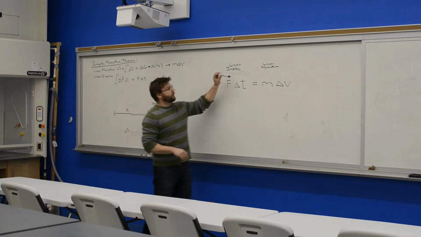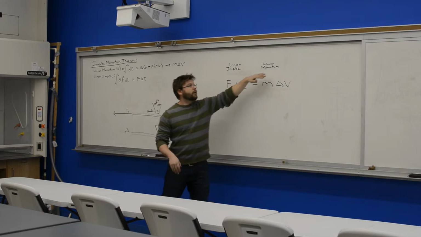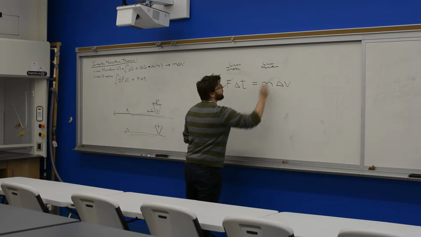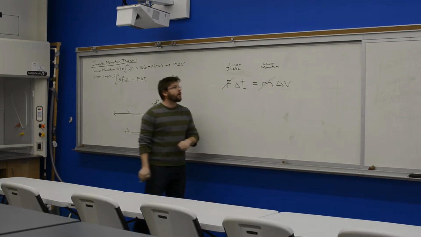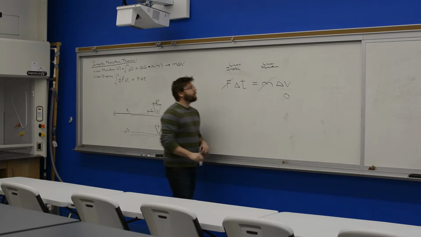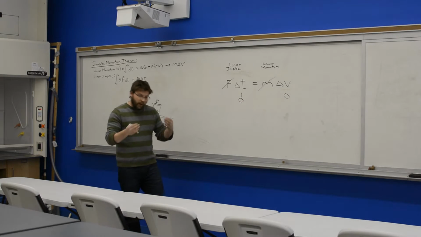So if we take a look at this example over here, in this equation we have linear impulse on the left side, linear momentum on the right side. Our force and our mass are constant. So what we need is our velocity to be zero. Well, how do we do that? Well, we need our change in time to be zero. So that means we need to do that as quick as possible.